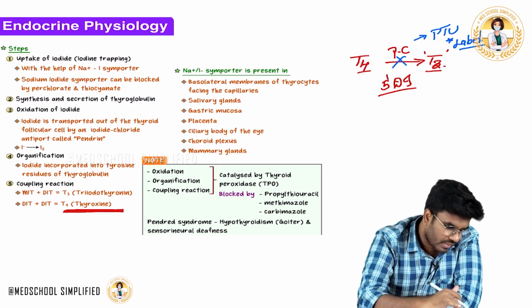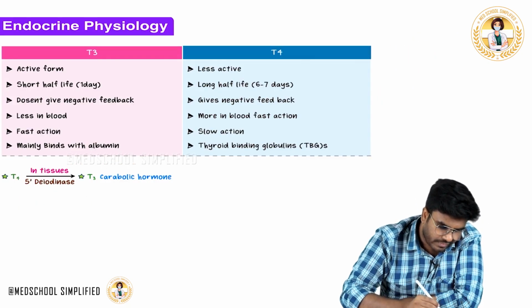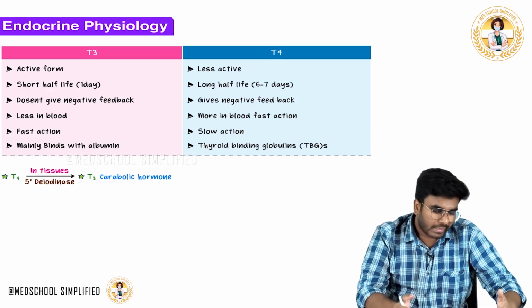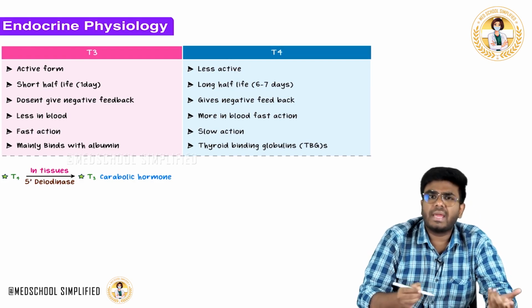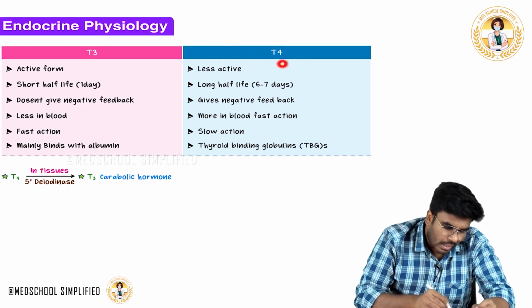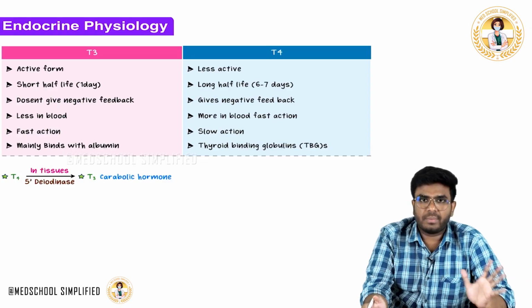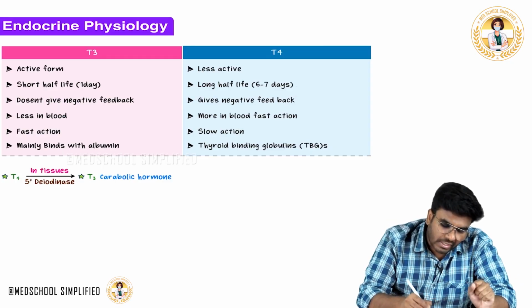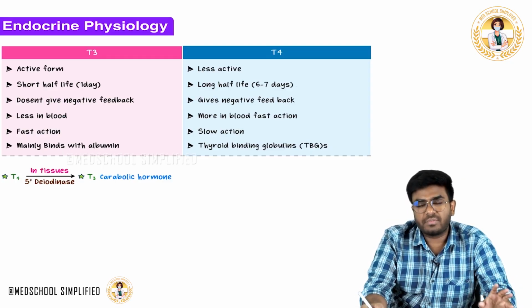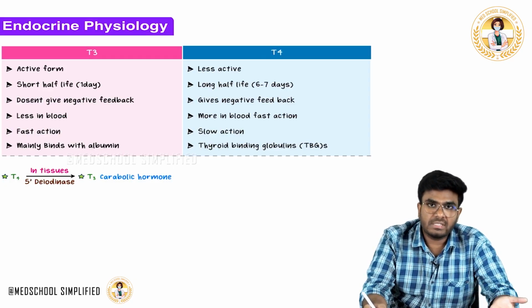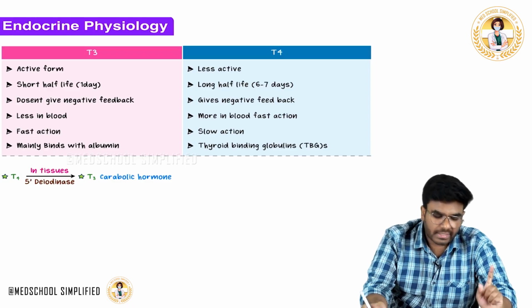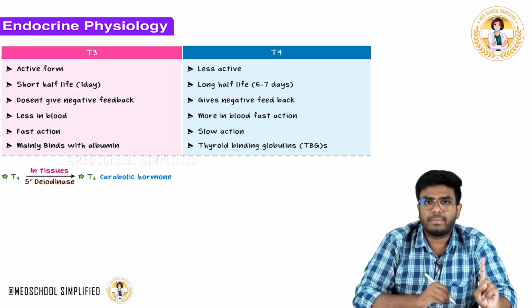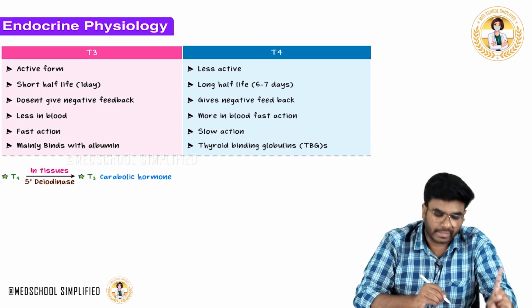Okay. Now after this, let's see the differences between T3 and T4. Already we have discussed, but anyway, T3 is the active form, but T4 is inactive, a less active form. Now see, T4 is a major fellow. T4 has a long half-life. Once released from the colloid, it is going to stay in the plasma for almost a week. But T3 is active and stays in the blood only for 1 day. In the plasma, its half-life is only 1 day.